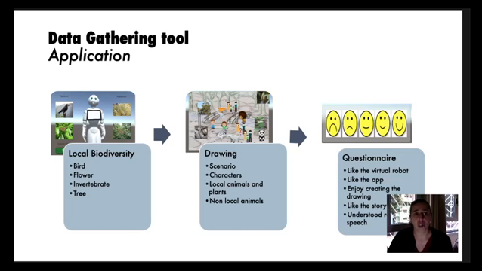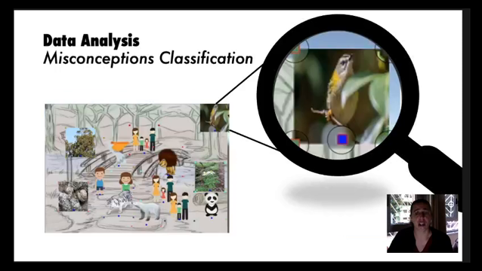On the first step, children were exposed to local flora and fauna from Madeira Island. Secondly, they were requested to make a drawing that represented their view of their local wildlife, and finally they answered a brief questionnaire. From a previous study, we have identified some problems with children's placement of elements in their drawings.